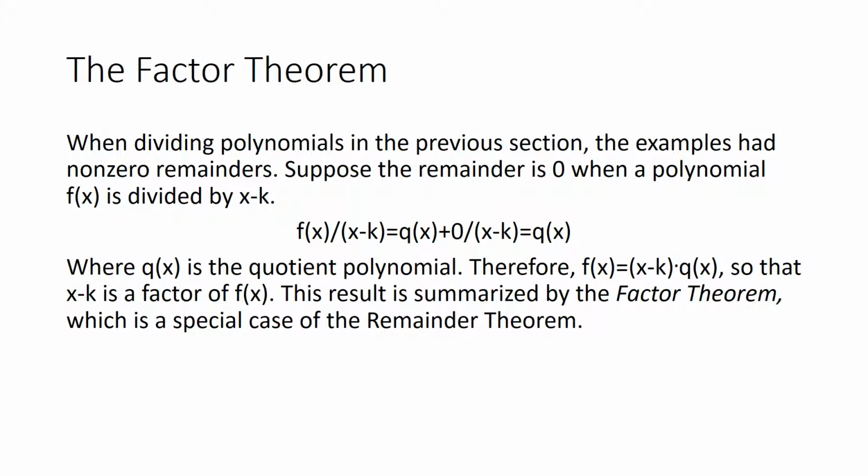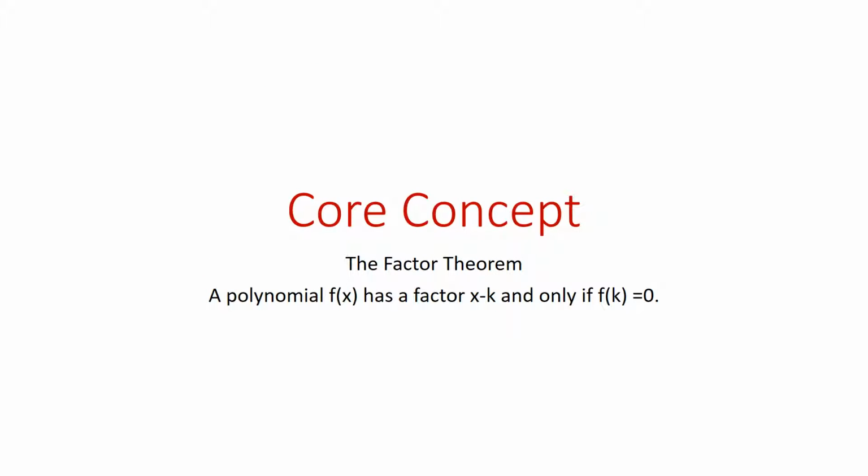Therefore f of x equals x minus k times q of x, so that x minus k is a factor of f of x. This result is summarized by the factor theorem, which is a special case of the remainder theorem. Core concept: the factor theorem. A polynomial f of x has a factor x minus k if and only if f of k equals 0.